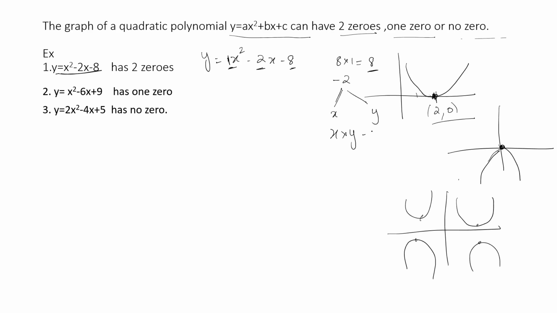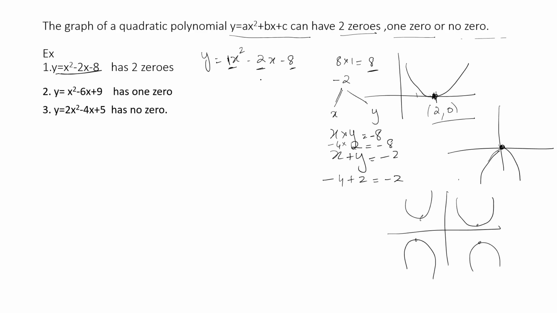If I multiply that, I should get 8, and if I add that, I should get minus 2. Okay, so this is the way you can factorize this. Which are the two numbers? Minus 4 and 2. If I take minus 4 and 2, I will get minus 8, and if I add minus 4 plus 2, I'll get minus 2, okay.